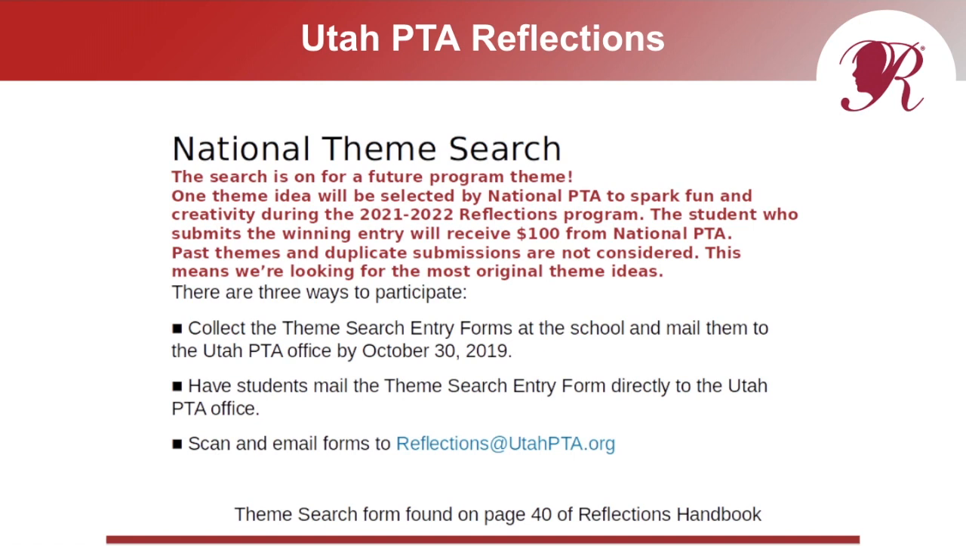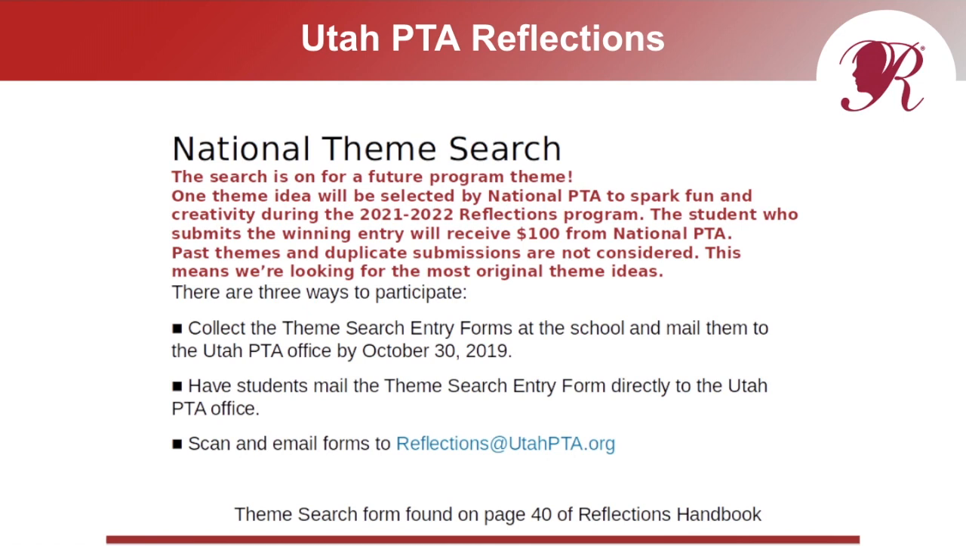So there are 3 ways to participate. You can hand out the theme search entry forms, which are found on page 40 of the Reflections Handbook, and collect them from the students and mail them in to me at the Utah PTA office by October 30th, 2019. That is a very hard deadline because of my deadline to turn them into nationals.